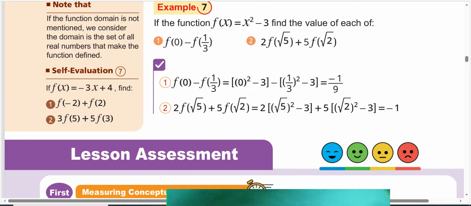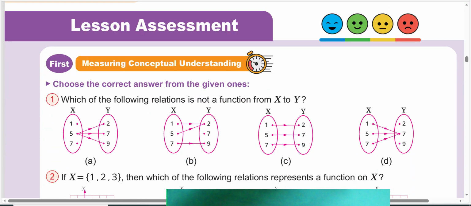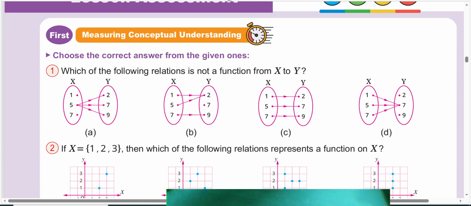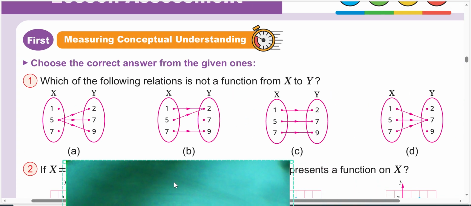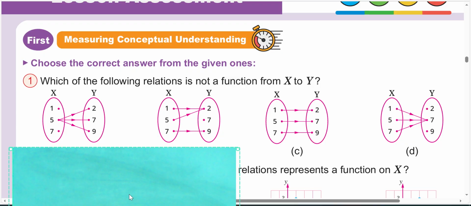Understood? Lesson assessment. Number 1. Which of the following represent a function from x to y? Look at here. Number 1, not a function, because the element 5 appears 3 times in the relation, or 5 has 3 images in y.